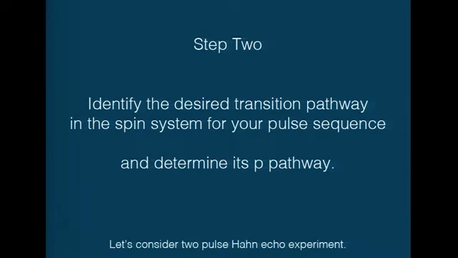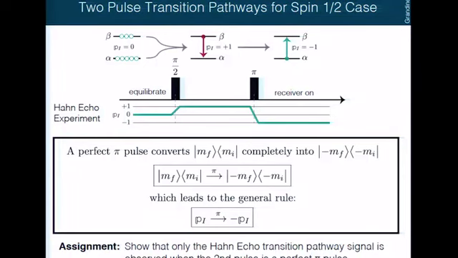So that brings us to the second step. Once you've identified your spin system, you have to decide, okay, this is the transition pathway I want to detect, and I know its pathway. Now I have to figure out how to get it away from the other guys. So let's say we pick the Hahn-Echo. We want to do a Hahn-Echo experiment, and it's on a spin half system. So you know you have 2 pulses, pi over 2, pi pulse. Now I'm putting in the pulse lengths. And so this is the pathway you want.